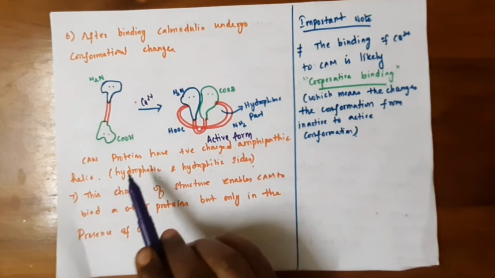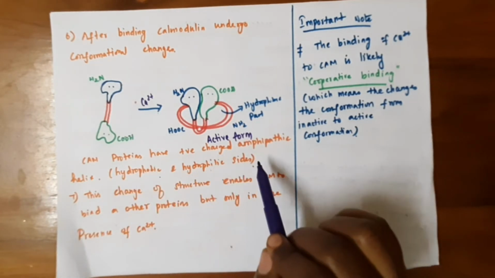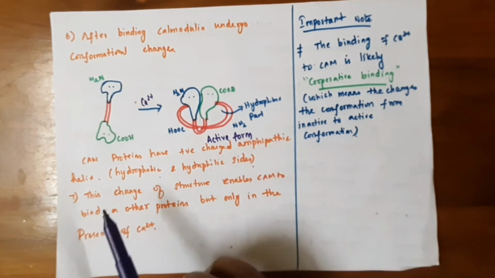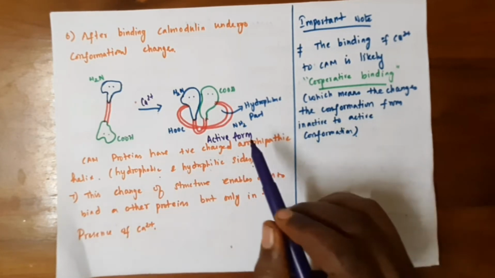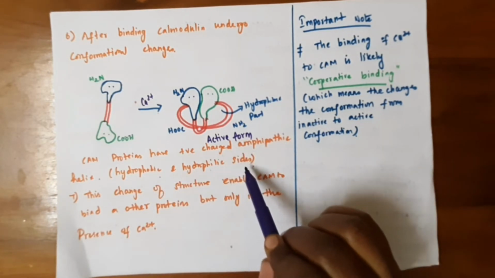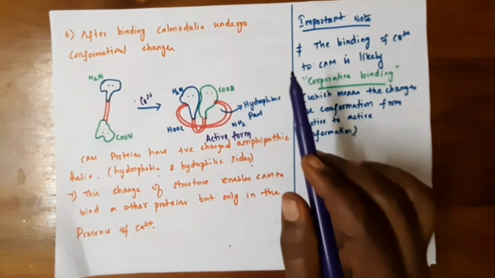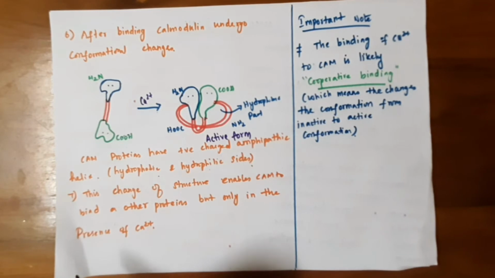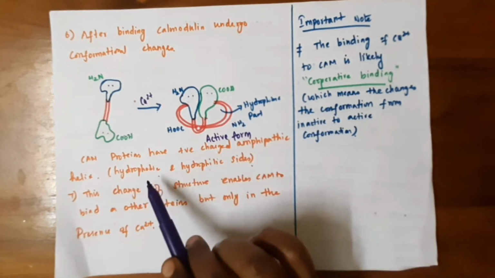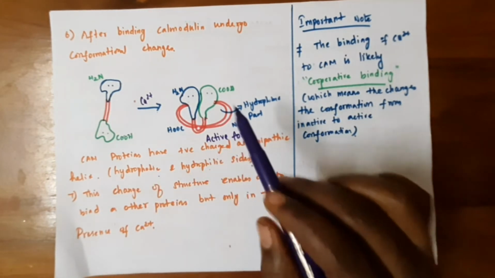This CaM protein has a positively charged amphipathic helix, so it contains both hydrophobic and hydrophilic sites. The hydrophobic part of this calcium modulator protein is highly reactive and very active in this form. Hydrophobic means water hating, and hydrophilic means water loving.